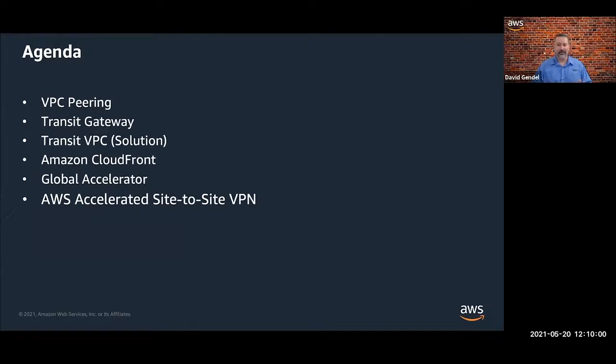Today, we're going to cover VPC Peering, Transit Gateway, the Transit VPC Solution, Amazon CloudFront, Global Accelerator, and Accelerated Site-to-Site VPN. Now, we don't have unlimited time, so I'm going to be staying relatively high level today. But all of these things are very easy to find more information on in our documentation and our site. And I'm also always happy to share links and reference information as well. And if you are working with an AWS account team, they're always happy to get you this information as well.